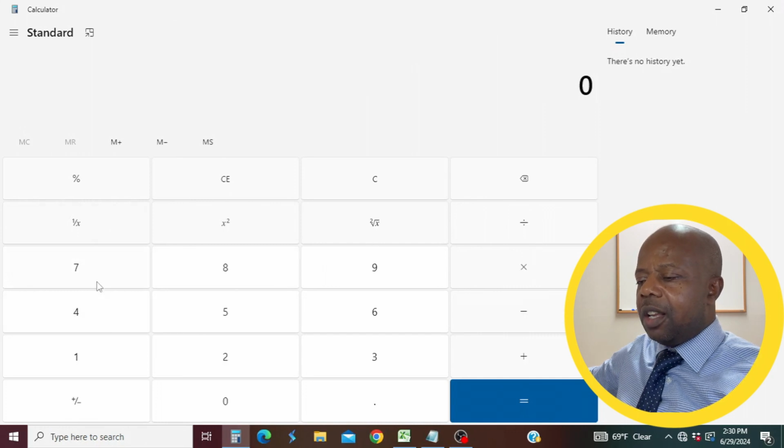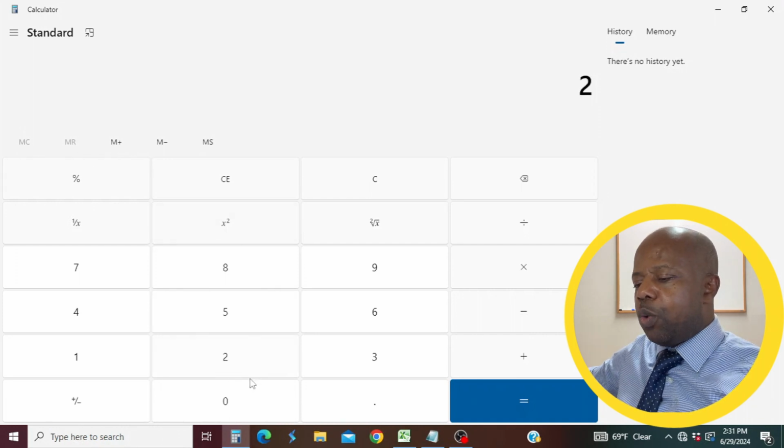You can see your keypad where you can put in the numbers, and then you have your operators: plus, minus, multiplication, division, square root, square, inverse, and then on the top left you have your memory buttons: memory store, memory subtract, memory add, your memory recall, and memory clear. At this time they are grayed out because I do not have anything in memory.